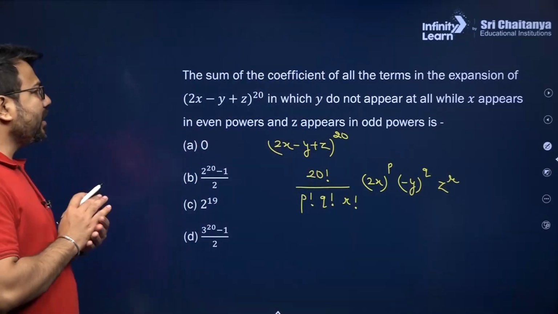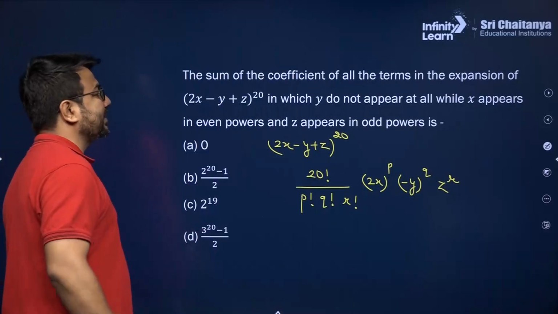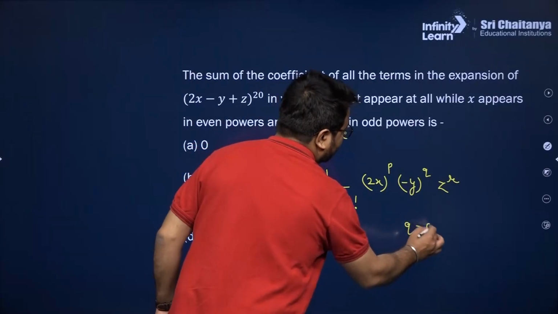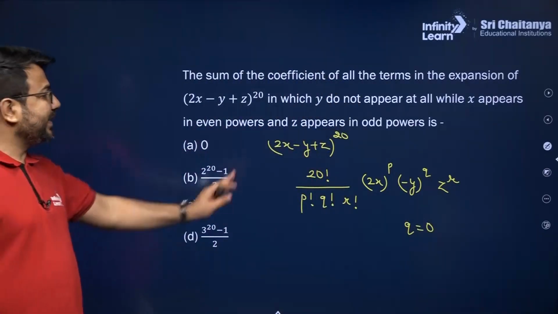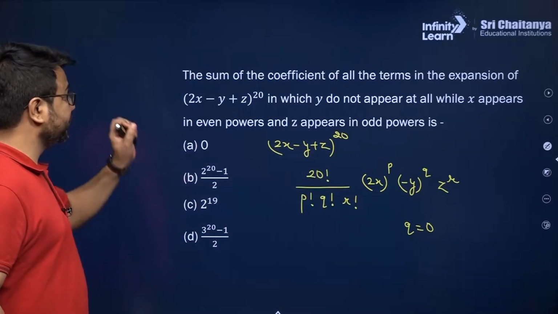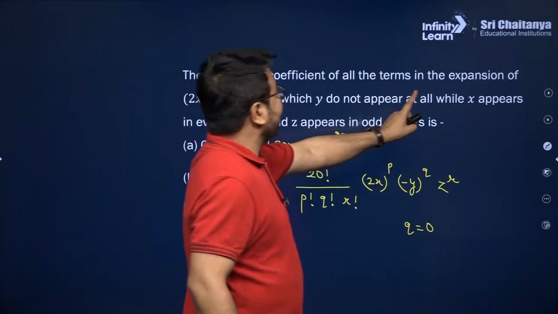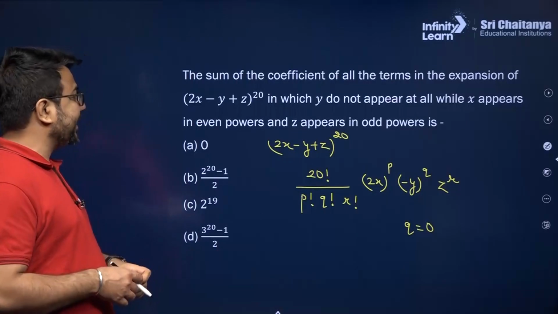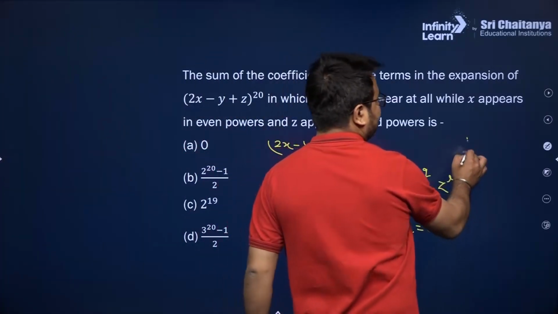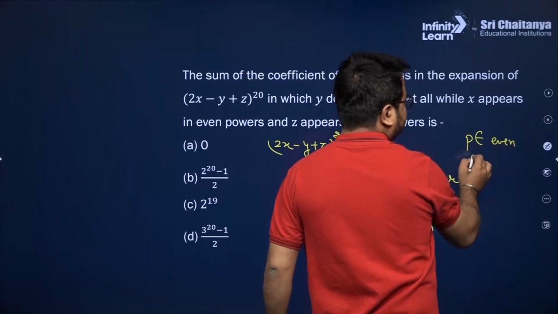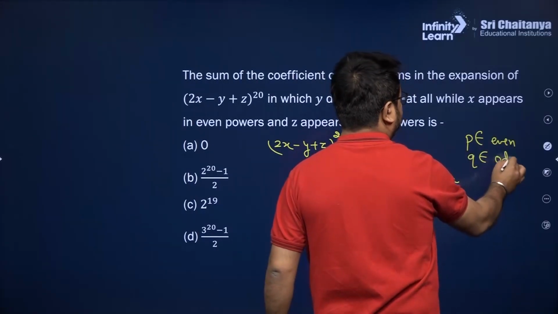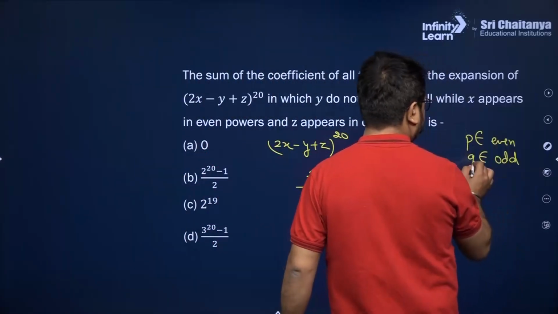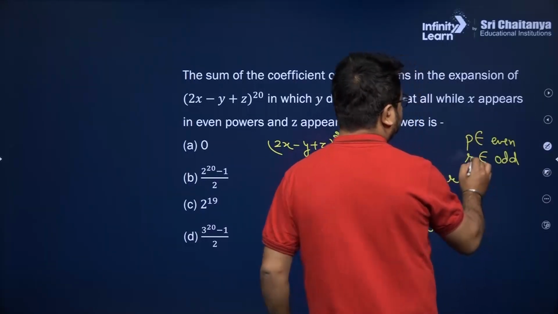Alright. Now what we need to do here, they told us that the term of y should not be present. If the term of y should not be present, then the value of q should be equal to 0, because y raised to the power 0 will be converted to 1. Moreover, x appears in even powers and z appears in odd powers. So what we are saying is that p will be even and, sorry, q is 0, r should be odd. Instead of q I am writing here, r should be odd.